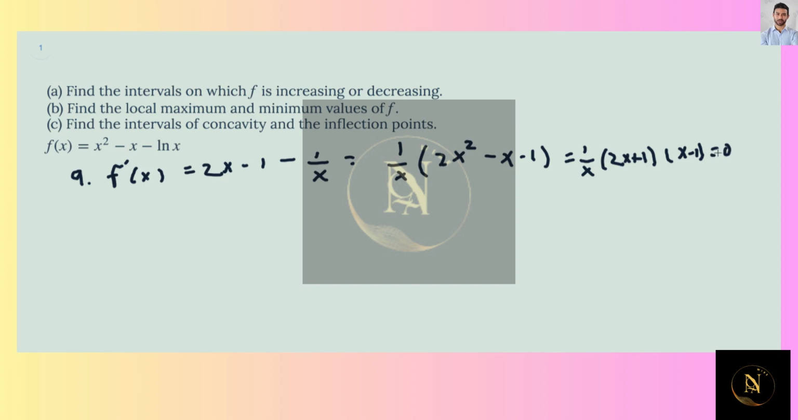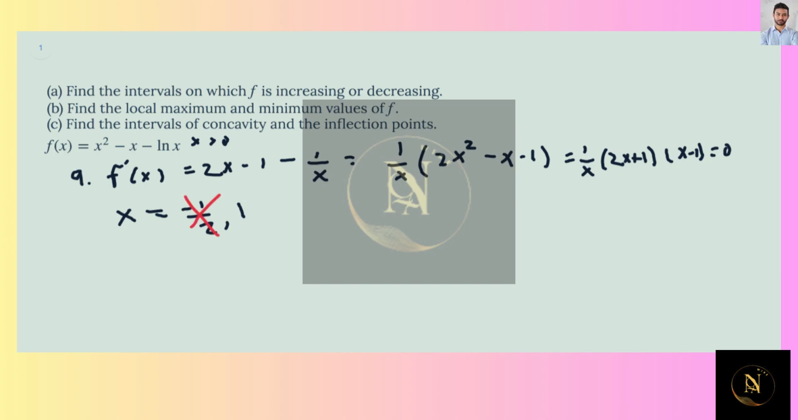And at our convenience, this is a lot easier to solve for 0. So we know that 1 over x, there's no point in which that equals 0. And 2x plus 1 equals 0 at x equals negative 1/2, and x minus 1 at 1. However, since our domain of this function, due to ln of x, is all x greater than 0, we don't include negative 1/2.